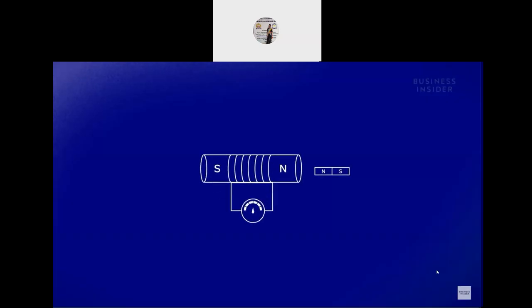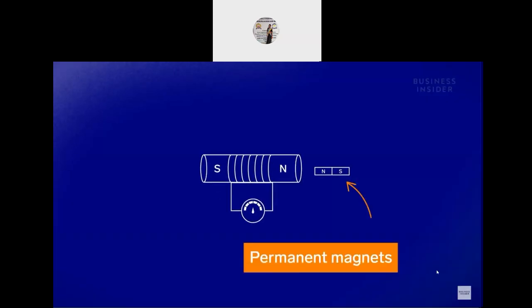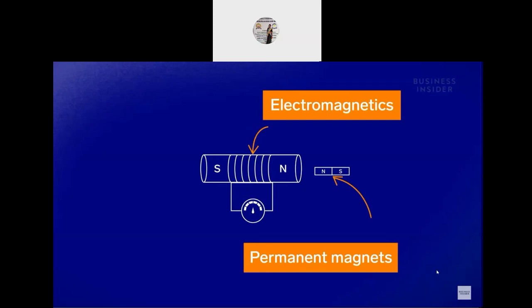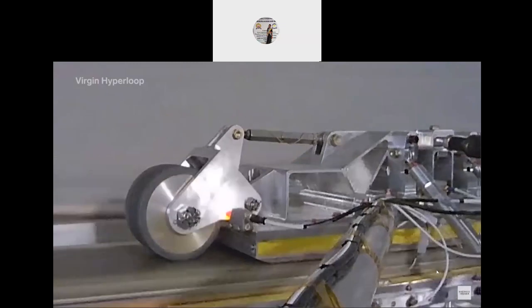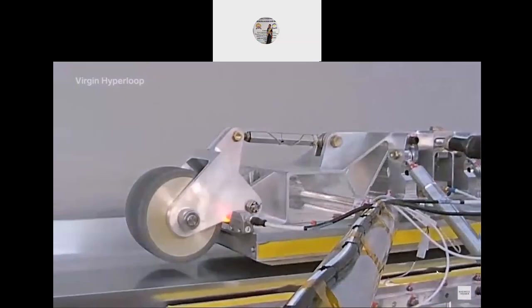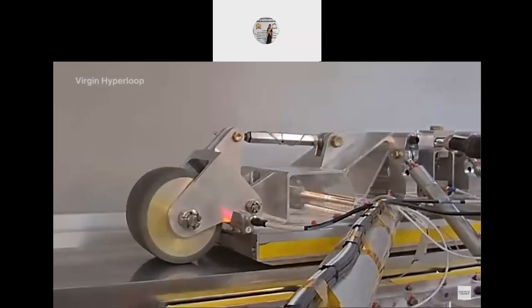Active maglev uses a combination of permanent magnets and electromagnets, the latter of which can manipulate the electric current and the strength of that current. Basically, if I get too close, I drive it one way. If I get too far, I add some strength. And so you can kind of think of it as balancing out. And so if there's bumps in the track, I have a system which we basically use as an active control system to make that ride smooth.